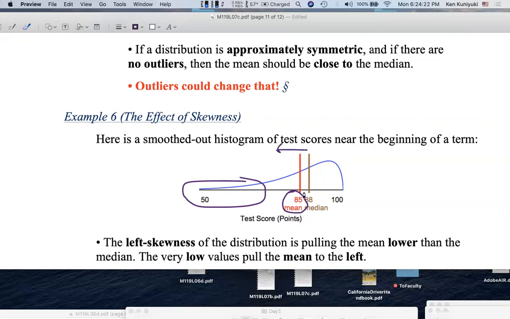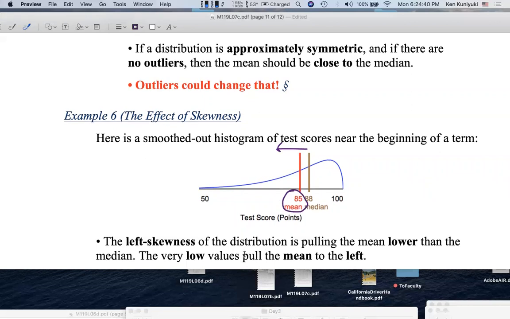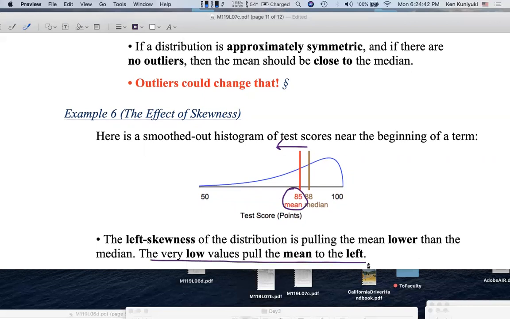So the mean here is being pulled by this tail lower than the median. The median is very stable. The median separates the bottom 50% from the top 50%. But because of the skewness, because of all these extremely low values here, maybe including some outliers, because of this long left tail, the mean is being dragged to the left, lower than the median. So the very low values are pulling the mean to the left.